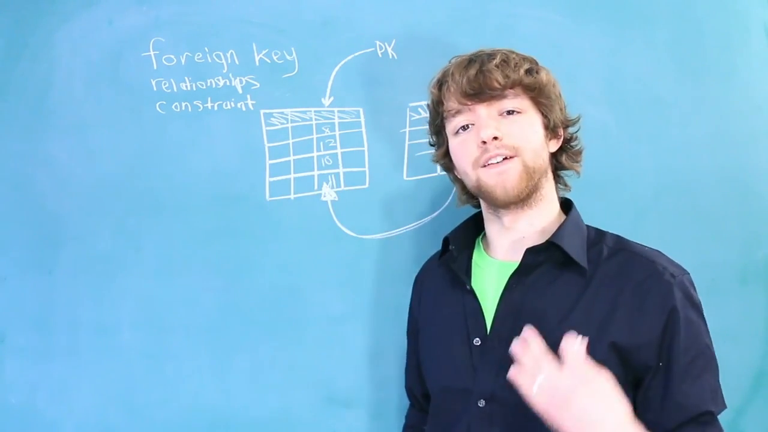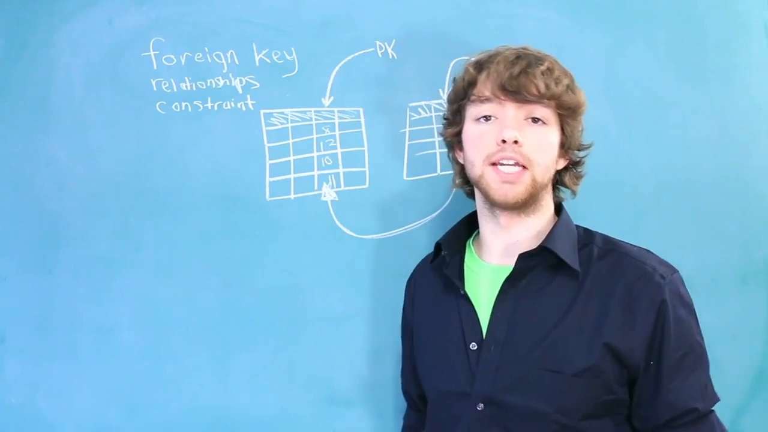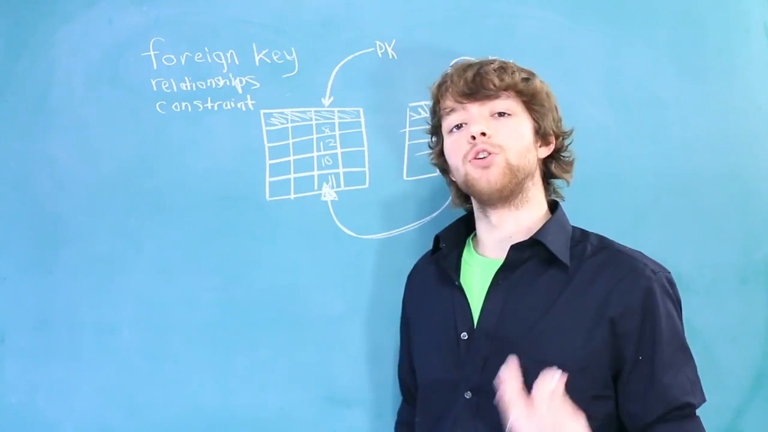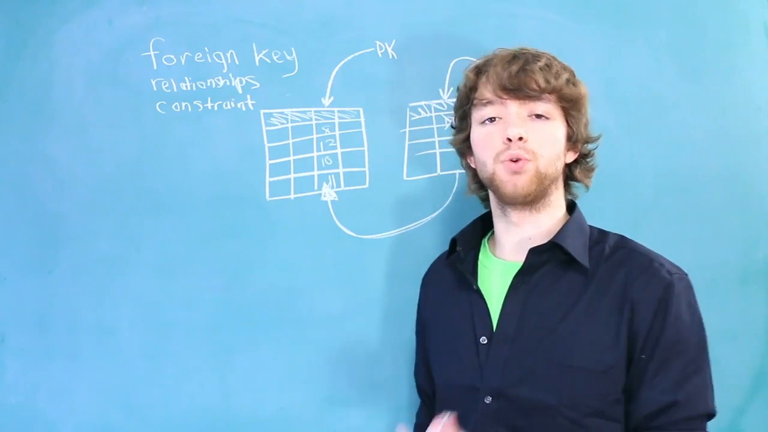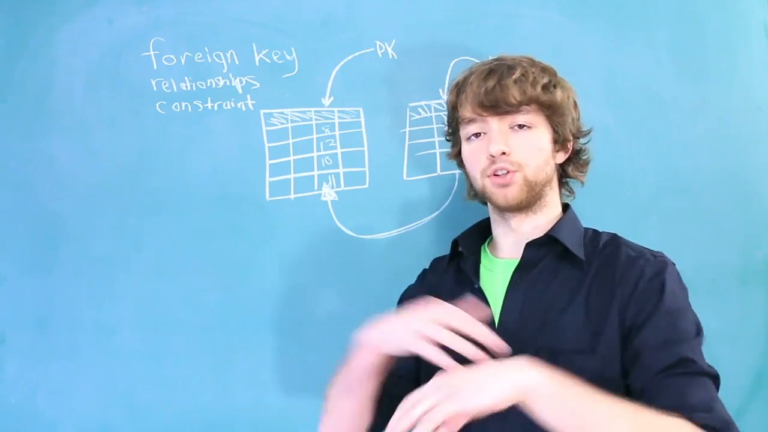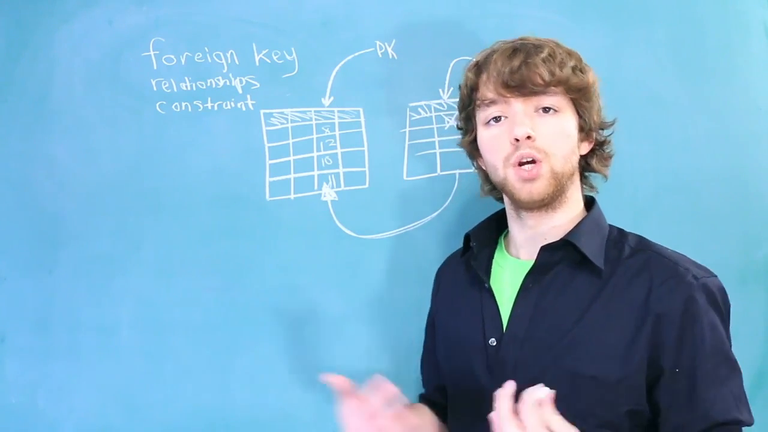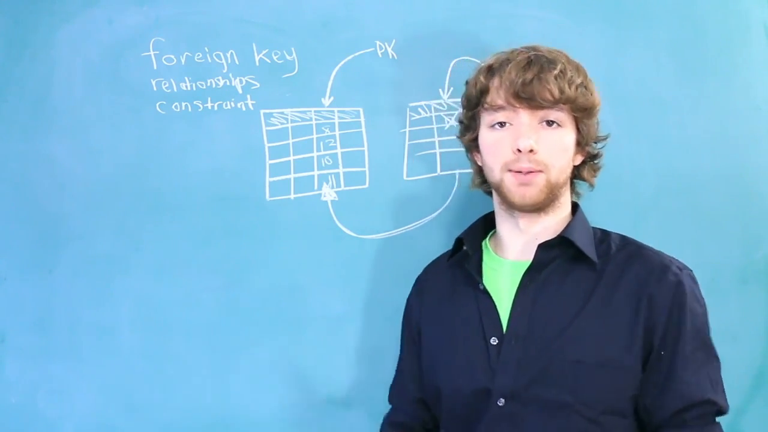Now, constraints are a very important thing when it comes to protecting our data integrity. Now, there are numerous constraints. Primary and foreign keys are just examples, but there's some other options that you can use. We will be getting into all of the constraints in upcoming videos.